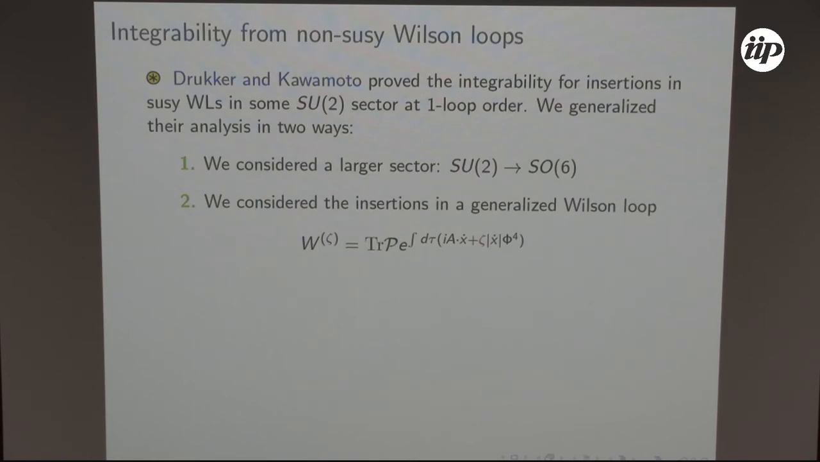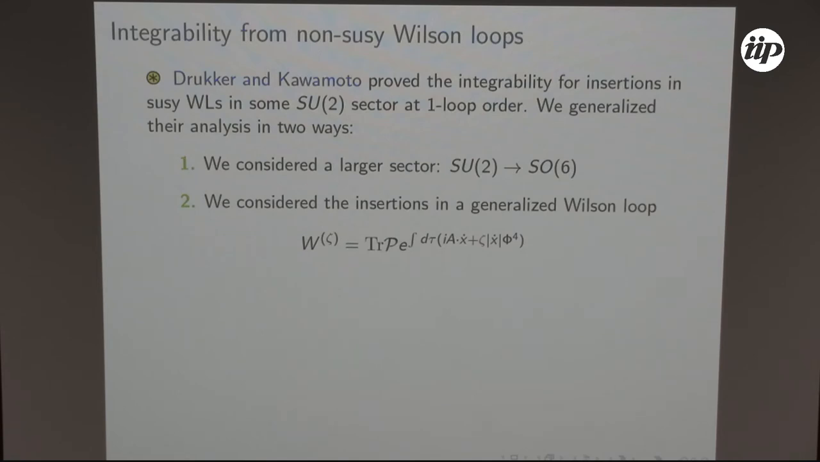So we just discovered that there is integrability in some non-supersymmetric Wilson loops. What we did, in a sentence, is that we took this old paper by Drukker and Kawamoto, and we generalized it in two ways. Drukker and Kawamoto proved the integrability at one loop order in perturbation theory, when they restricted the insertions to be in the SU(2) sector.